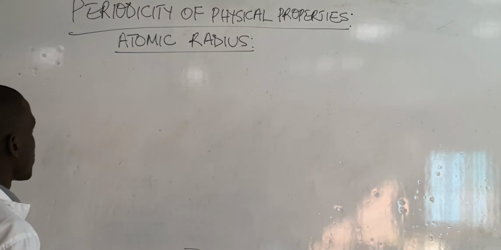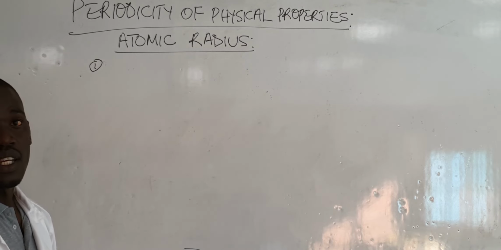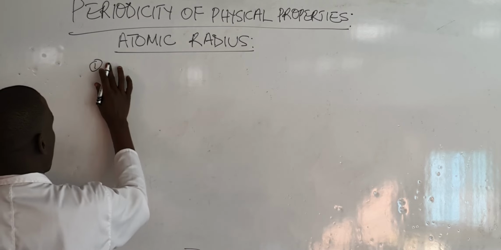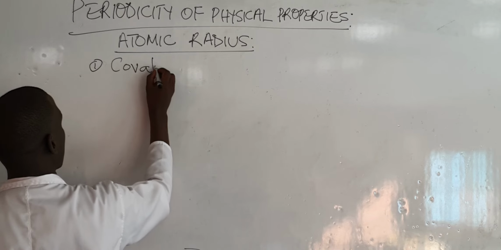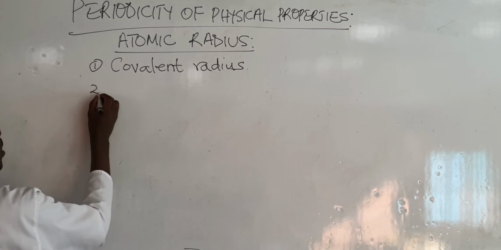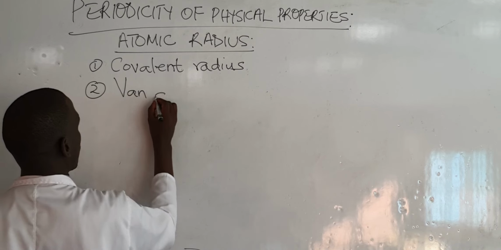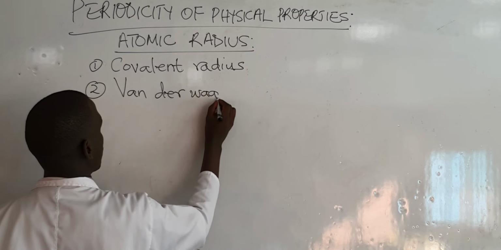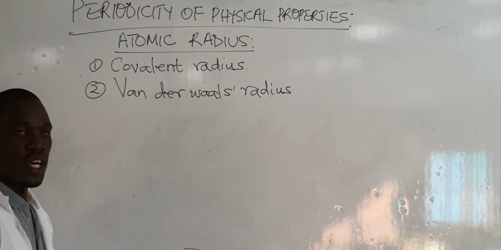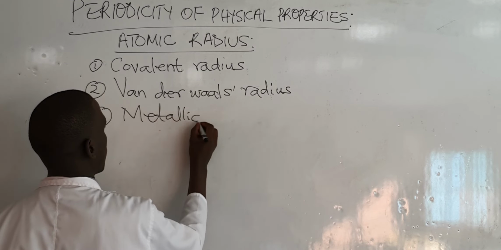What is atomic radius? First, we should know the kinds of atomic radius that we have. We have three kinds of atomic radius. One is what we call the covalent radius. Second, we have the van der Waals radius. And then thirdly, we have what we call the metallic radius.